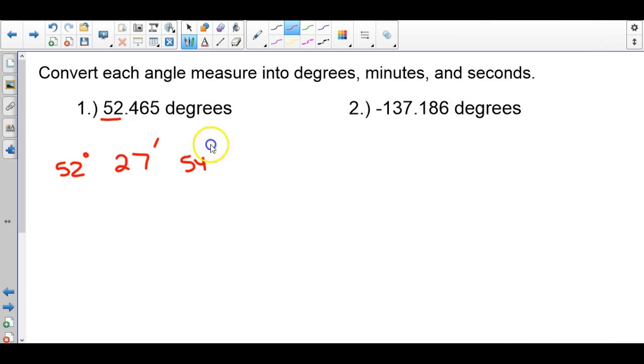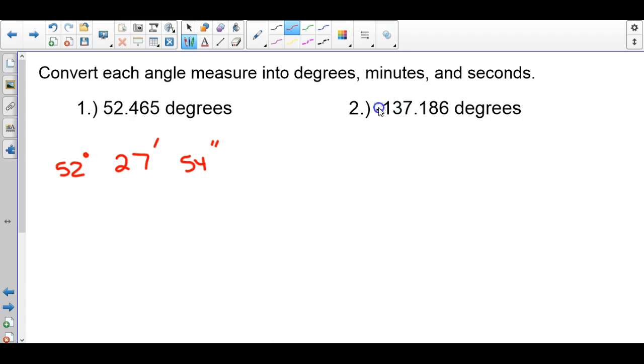So what I really end up with, and these are just the same exact way of expressing the same angle, 52.465 degrees is the same thing as 52 degrees, 27 minutes, and 54 seconds. You're just breaking apart that decimal part and expressing it in terms of how many minutes or seconds it is, which is again out of 60.